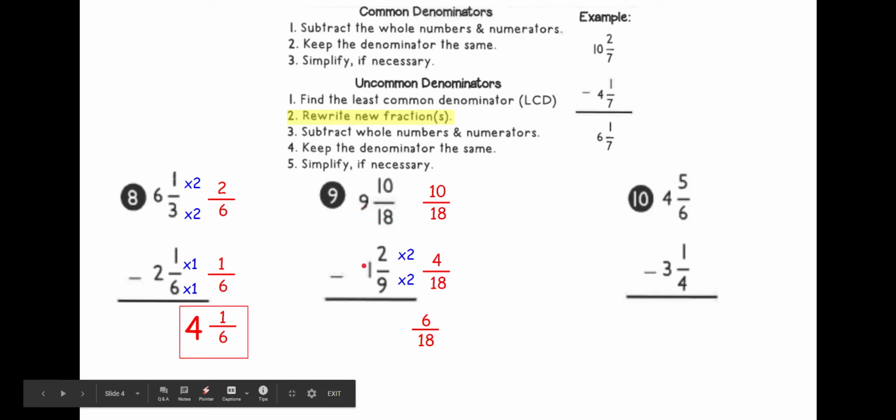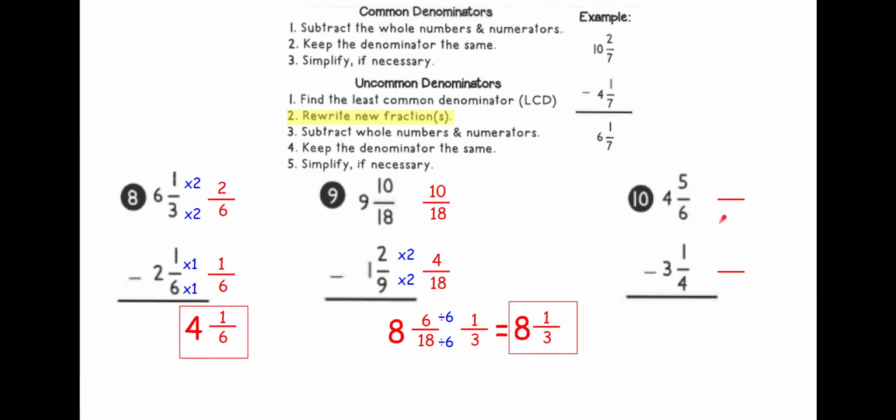And then I subtract my whole numbers, 9 minus 1, which equals 8. I'm not done here because I can reduce 6 over 18. So I'm going to divide both by 6 because 6 goes into both of them. And I end up with 1/3. So my actual answer is not 1/3. It is the whole number, 8, and that 1/3. There you go. Box that answer. And finally, 4 and 5/6 minus 3 and 1/4.